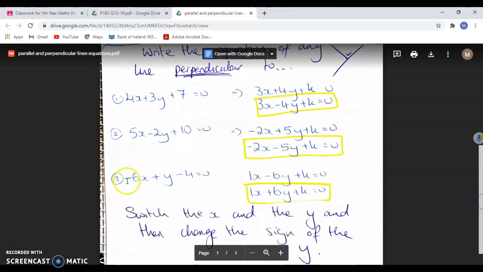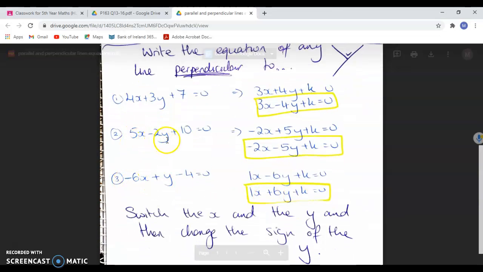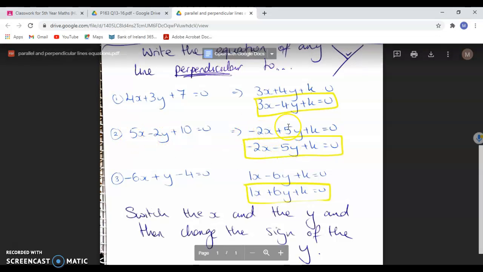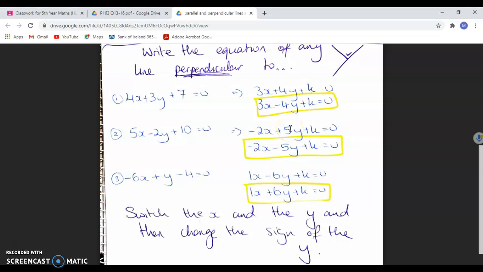Let's have a look at the next one. 5x minus 2y plus 10 is equal to 0. Write the equation of any line perpendicular to that. Switch the numbers that go with the x and the y, so I'm going to be swapping. My minus 2 will go with the x and my 5 will go with the y. Look at it. Minus 2 goes with the x and 5 goes with the y. Last step then is change the sign of the y.